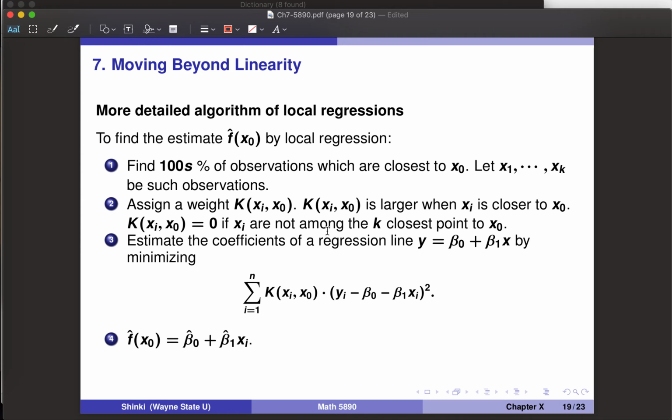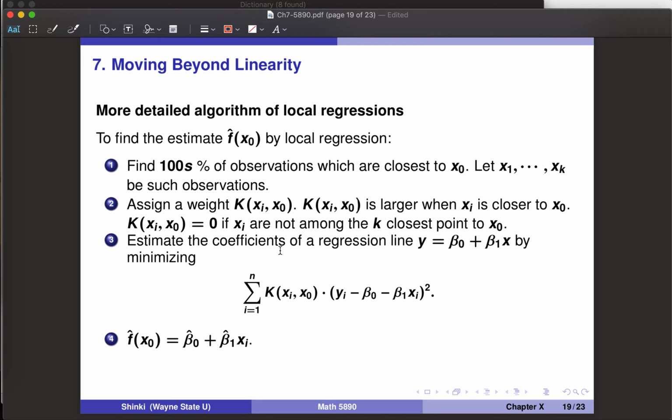And this is a concrete algorithm for local regression. To estimate f hat of x naught, at first find the 100s% of observations which are close to x naught, say x1 to xk. Then we assign the weight K of xi, x naught, which is larger when xi is closer to x naught and smaller if xi is distant from x naught. If xi is not one of x1 to xk, then we define the weight as 0, so we ignore those observations.